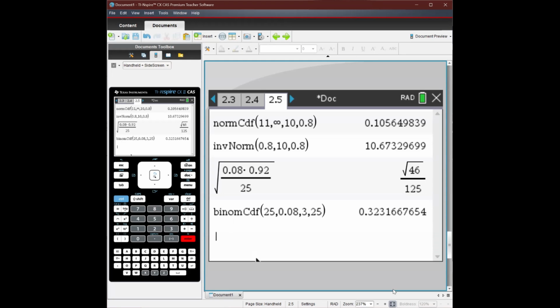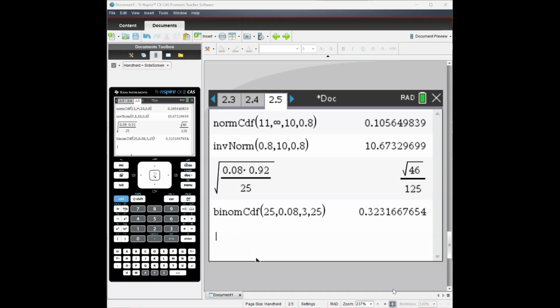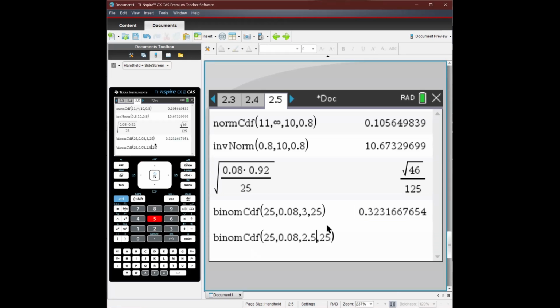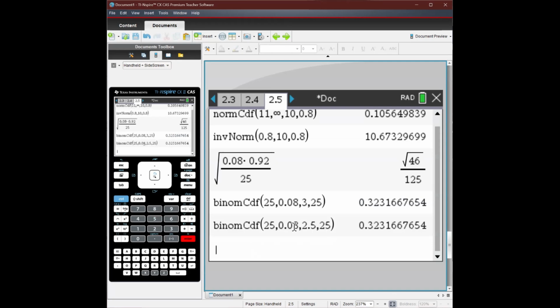And if you use your CAS calculator, you might want to use 2.5 here. It only works on TI-Nspire. For Casio ClassPad, you have to use 3 here rather than 2.5, okay, for the lower bound. Okay, let's move on.